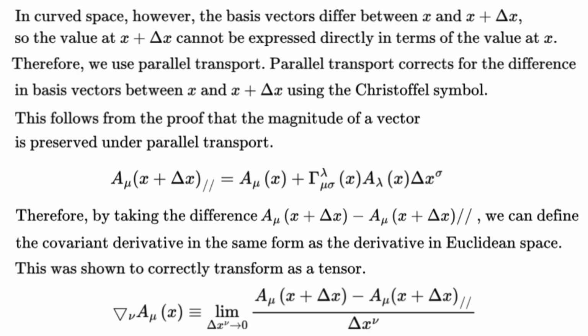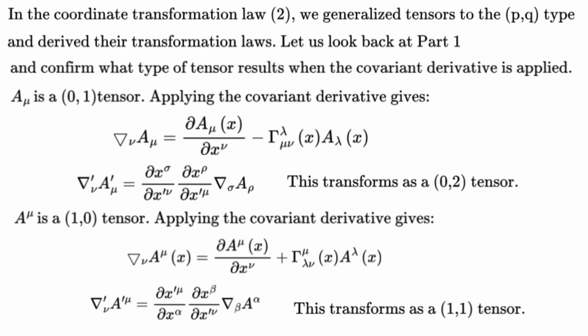Therefore, by taking the difference a mu of x plus delta x minus a mu of x plus delta x parallel, we can define the covariant derivative in the same form as the derivative in Euclidean space. This was shown to correctly transform as a tensor. In the coordinate transformation law 2, we generalized tensors to the p, q type and derived their transformation laws. Let us look back at Part 1 and confirm what type of tensor results when the covariant derivative is applied.